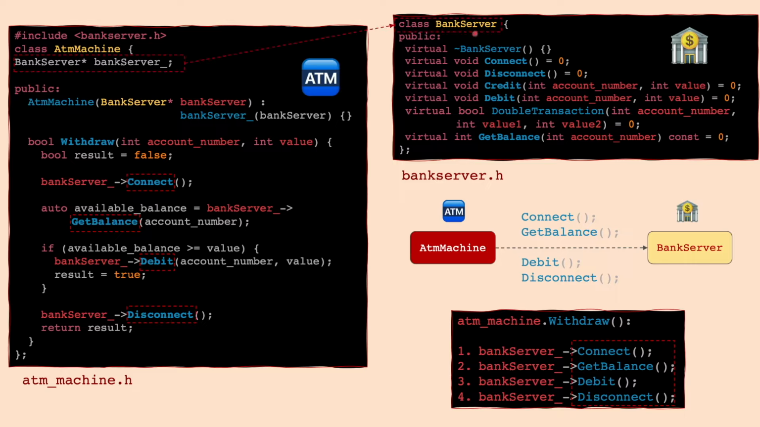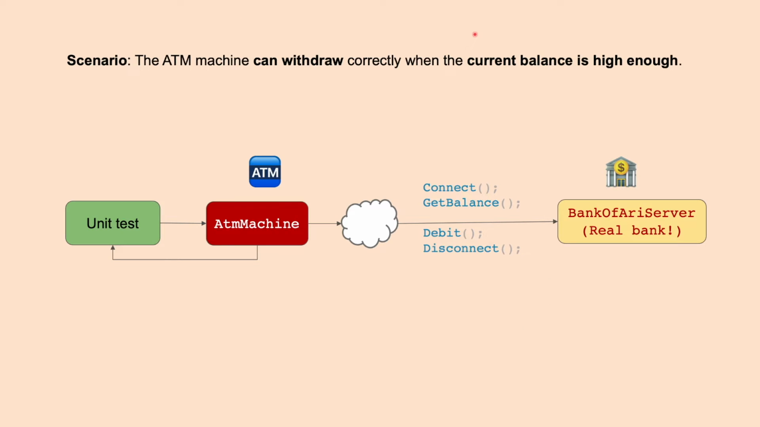And so far, we only have an interface. What if I go ahead and create a real implementation of that interface, and I call that BankOfRE server? Let's, for the sake of argument, assume that I get very rich and I have my own bank and it's real.